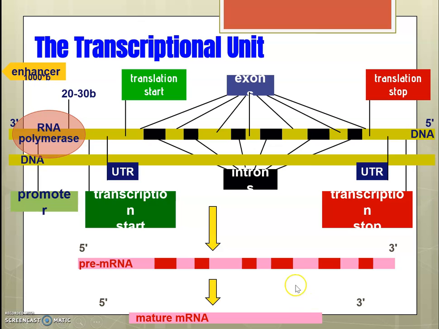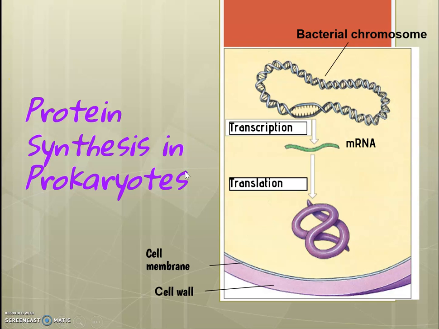So these are the transcriptional units. This looks really chaotic, but if you go through each one, it makes sense. Hopefully it does. A transcriptional unit is the part of the DNA that's transcribed. Once that is transcribed, RNA polymerase comes through and makes that mRNA unit. Now, that is protein synthesis in our eukaryotic cells. In the next part, I'm going to do protein synthesis in prokaryotic cells.